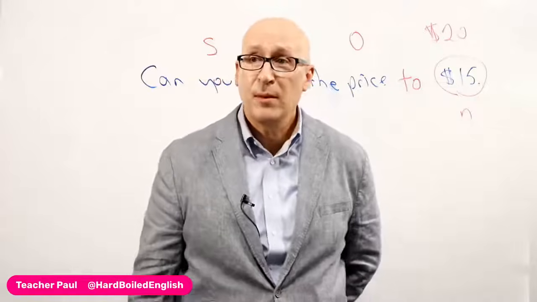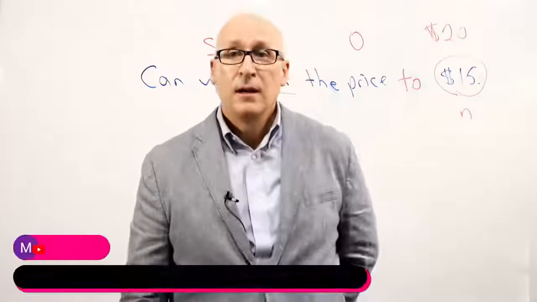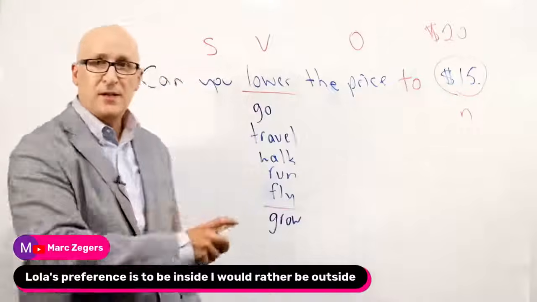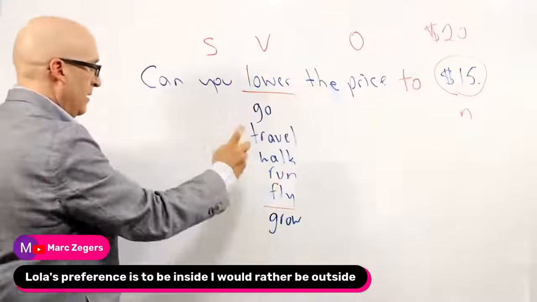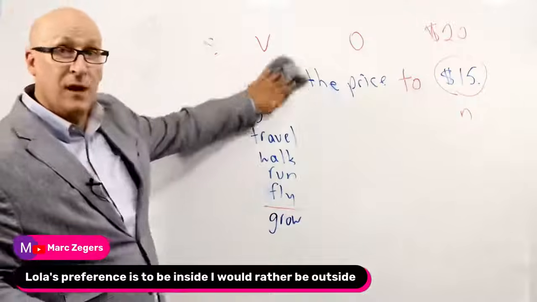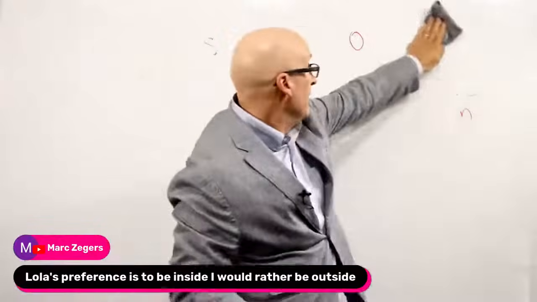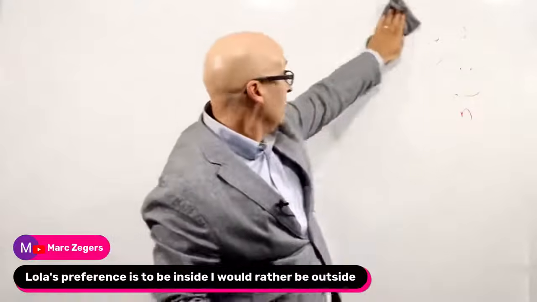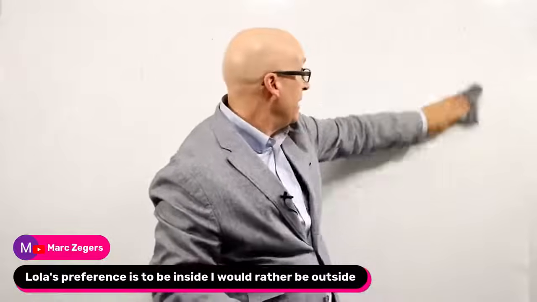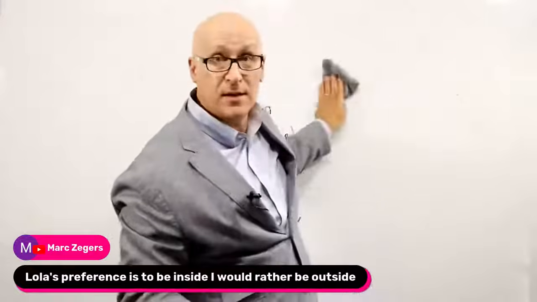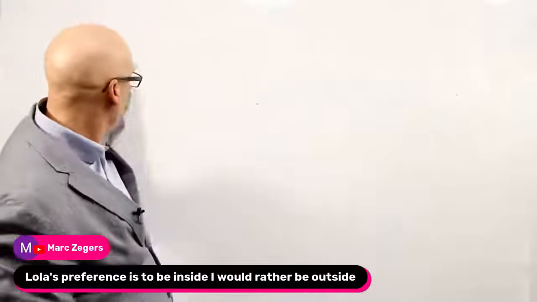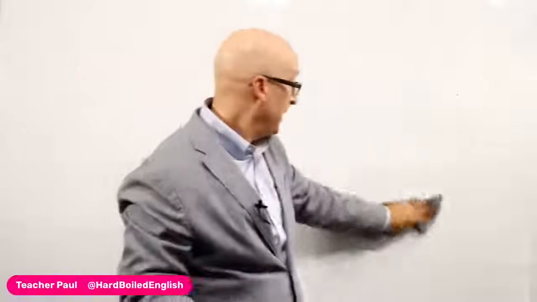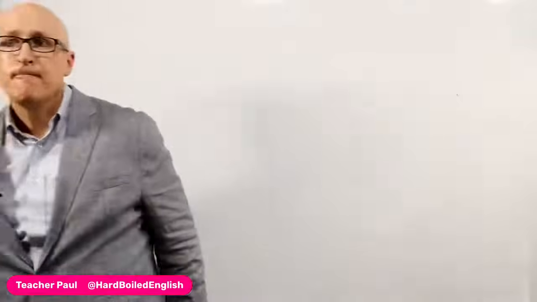Mark has a preference example. Can we go back to that? He says, Lola's preference is to be inside. I would rather be outside. Good. Mark is an old friend of mine, and as I recall, loves the outdoors. So it sounds right that Mark would rather be outside. Now, I don't know who Lola is. Perhaps, Mark, you and I can catch up and you can explain who this mysterious Lola is. But it seems like Lola would rather be inside and Mark would rather be outside. Okay.